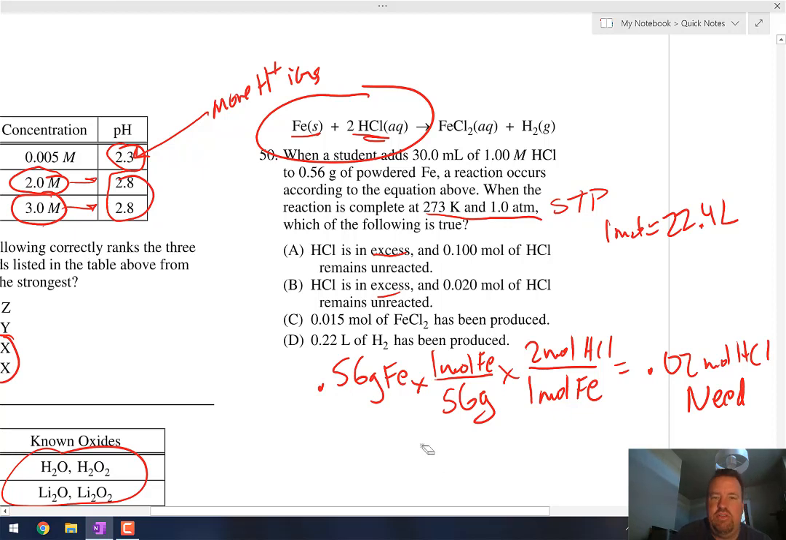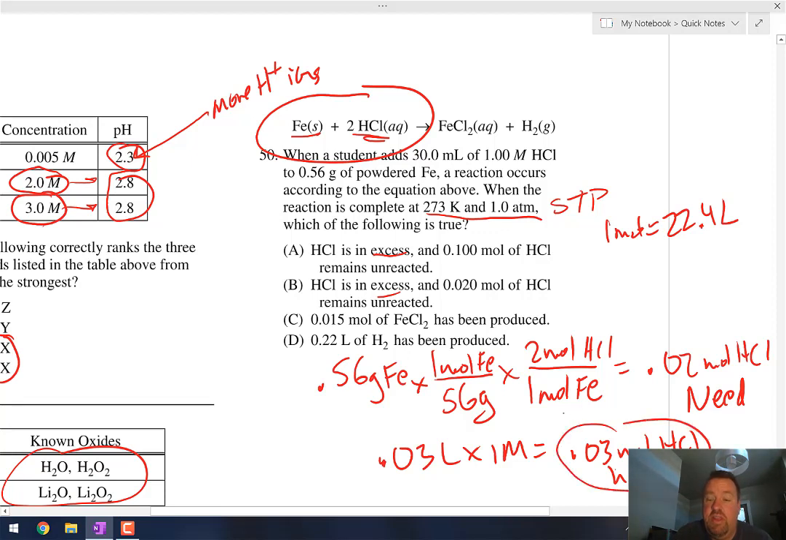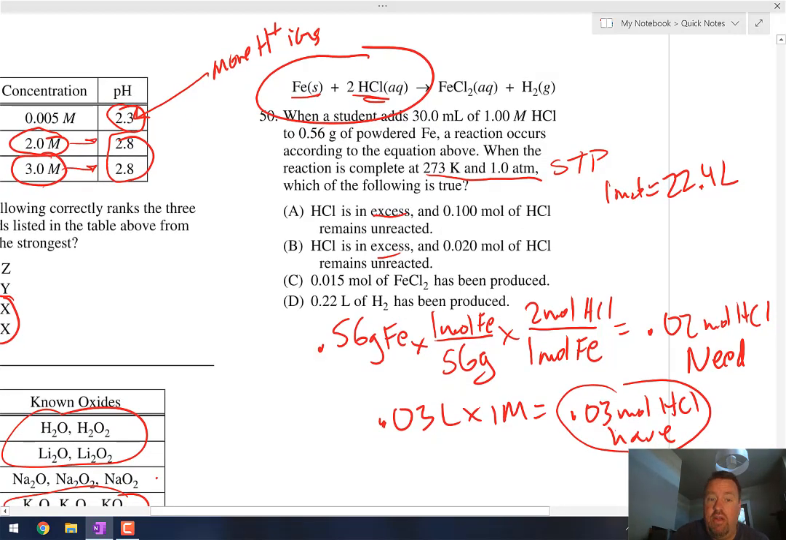Now, how much HCl do we actually have? Well, we have 30 milliliters, which is 0.03 liters, times 1 molar equals 0.03 moles of HCl is how much I actually have. Okay, so if I only need 0.02 moles of HCl, but I have 0.03 moles of HCl, that does mean that I have more HCl than what I need. Okay, which means that iron is the limiting reactant, and therefore HCl is the excess reactant.